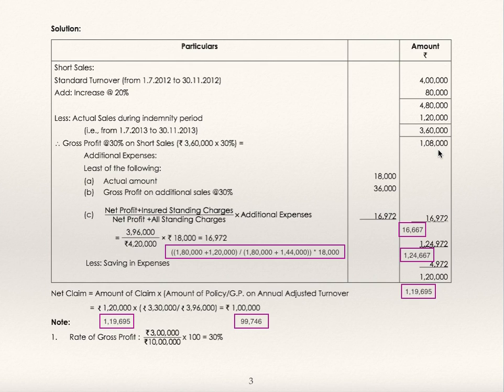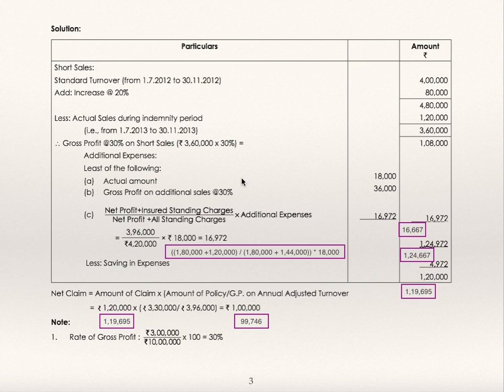Now to this loss of profit you are supposed to add additional cost of working. For this you need to work out three amounts. First is actual additional cost of working, which is 18,000. Next is gross profit on additional sales at 30%. Now these additional sales are nothing but sales during the dislocation period. Sales during dislocation period multiplied by 30%.